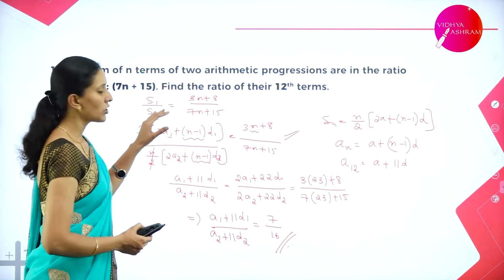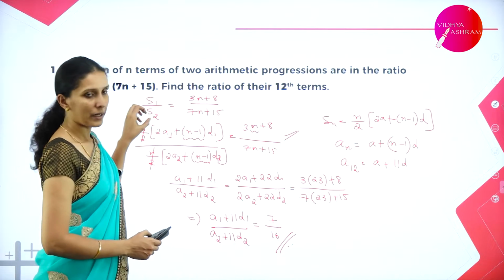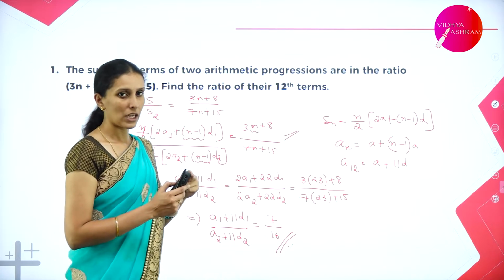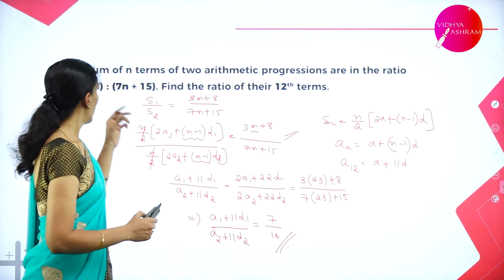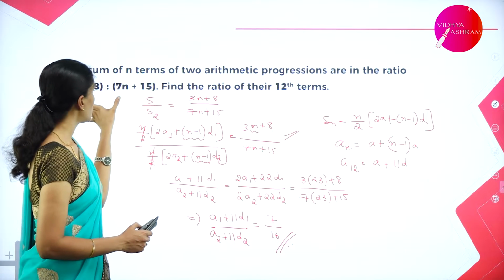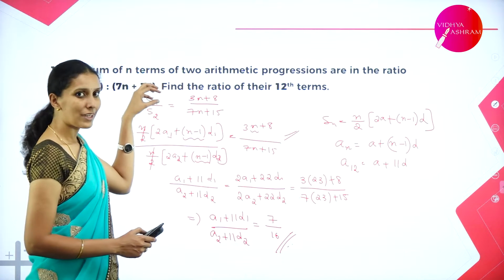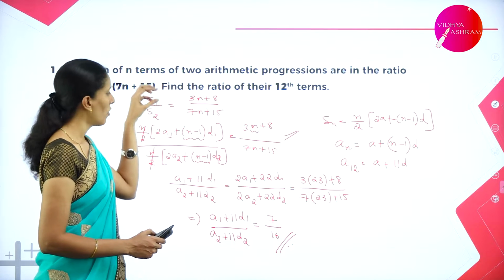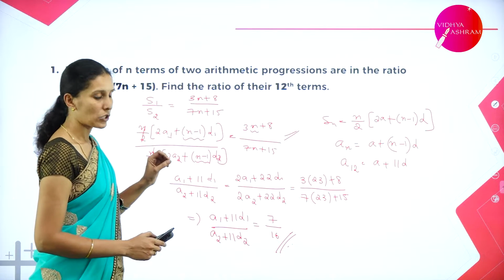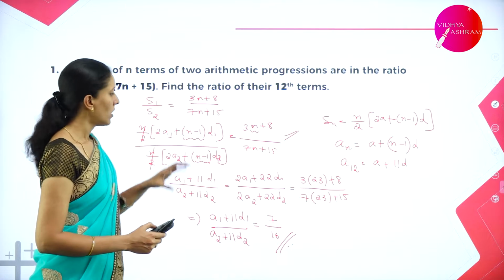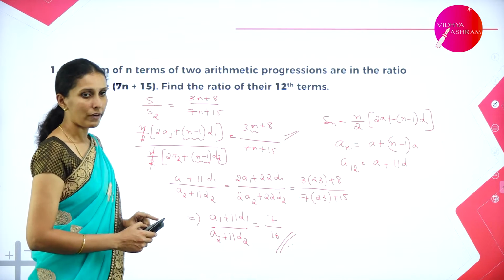Here the conditions are given. We have two arithmetic progressions, that is two arithmetic sequences, A1 and A2 you can take, whose sum ratio is given. So the sum of n terms of these two progressions, for the first one I'll take it as S1, for the second I'll take it as S2, and the ratio is given. So let us use the formula to solve it.